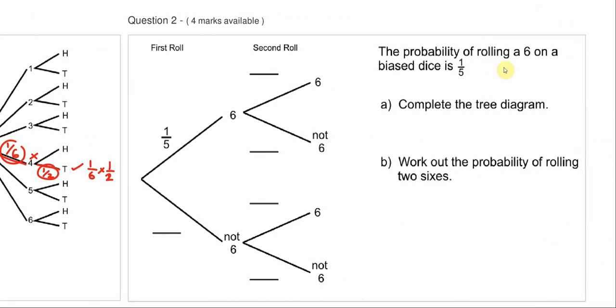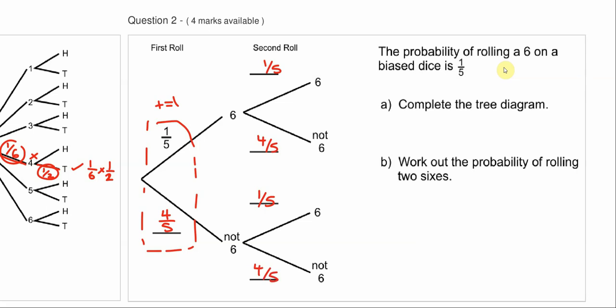Question 2. So they're wanting us to fill the whole tree diagram in here, so we have to. So this is a biased dice, so don't have in your head 1/6 on everything. Of rolling a 6, the probability is 1/5. We know that these must add to equal 1. So 1/5, this must be 4/5. And it's the same dice. We roll the exact same dice, so it's going to be 1/5 and 4/5 the whole time.